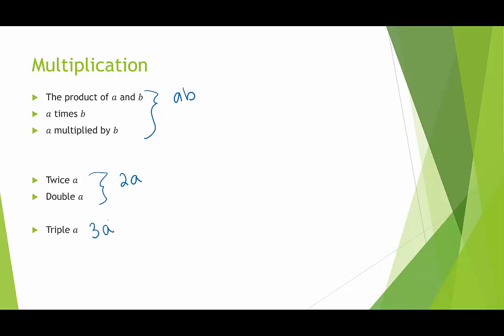So triple A, and then we could keep building off that, right? There's twice, triple, quadruple, etc. Those are much less common. More commonly, we're going to see twice or double to mean 2 times A, or triple to imply 3. If we did want to say 4 times A, we would probably just say either the product of 4 and A or 4 times A, one of those more generic phrases.